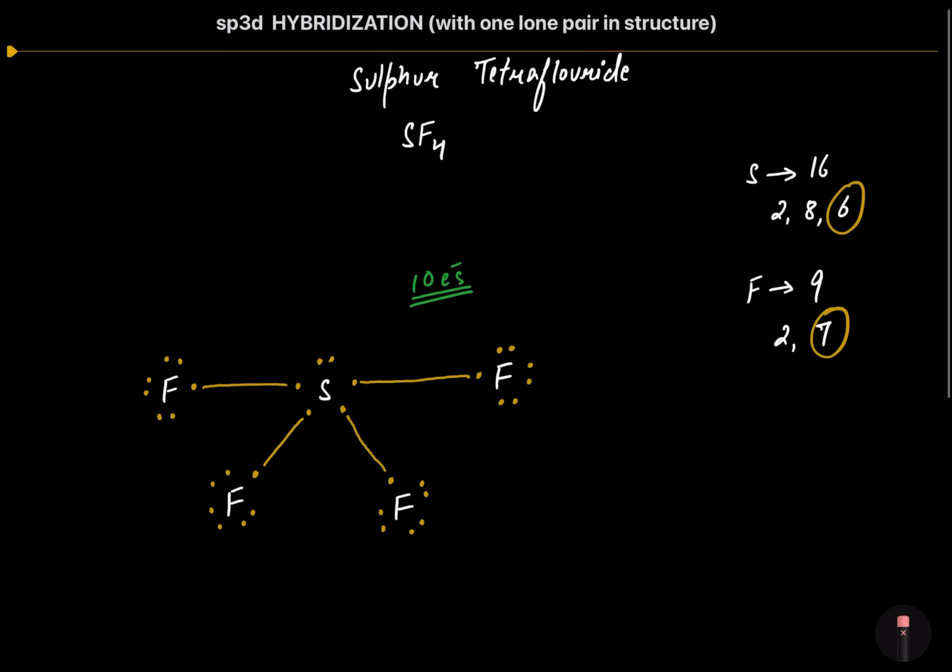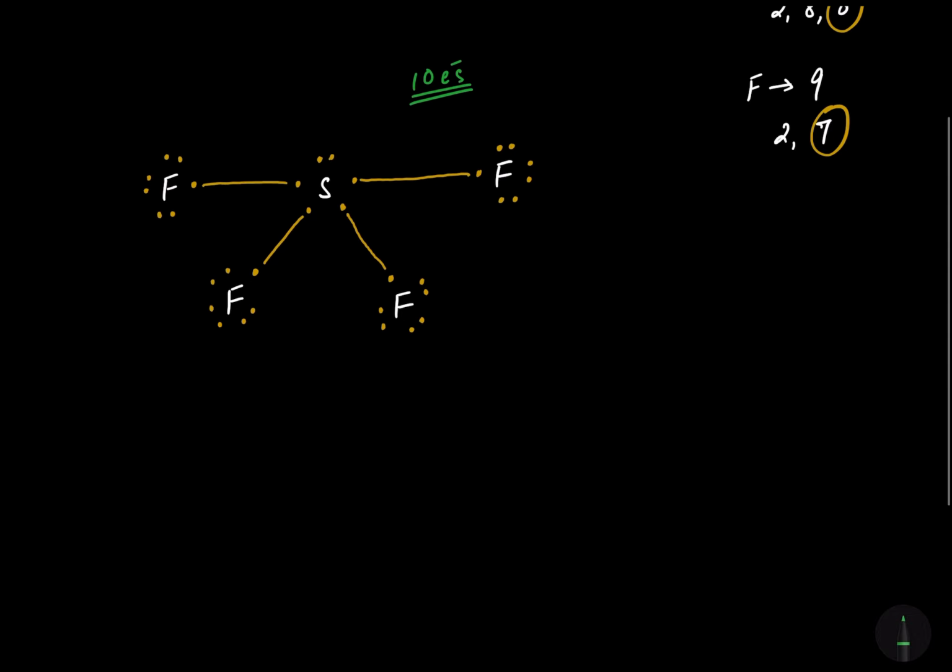So why is there the expansion of octet in case of sulfur? Because sulfur has vacant 3d orbitals, which makes sulfur eligible for the expansion of the octet, which we are going to discuss in the hybridization. Now, let's talk about the hybridization.